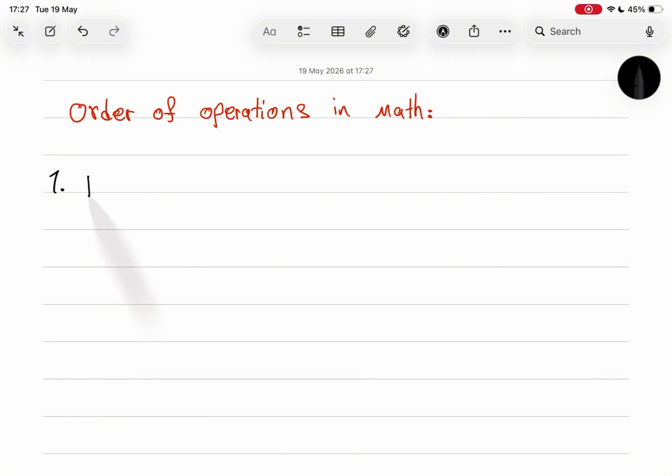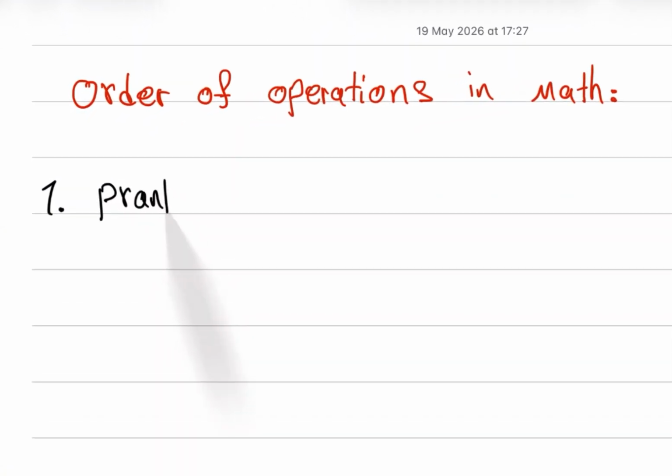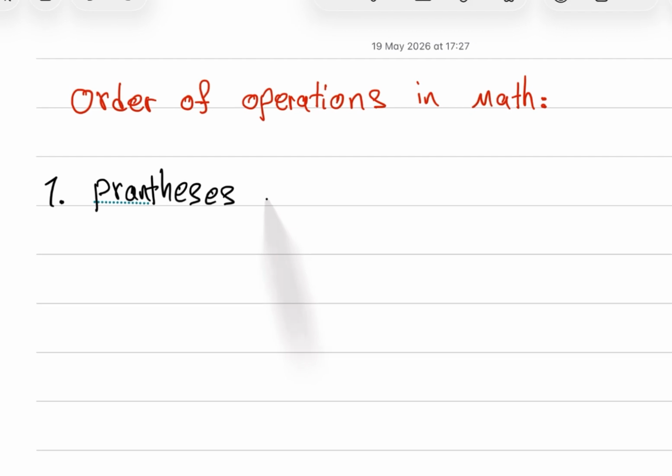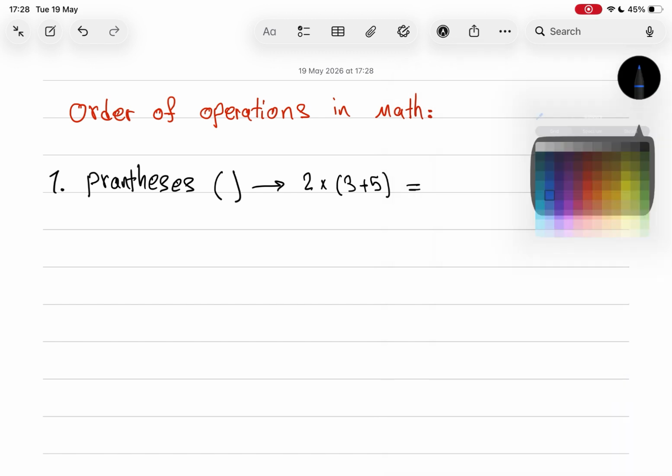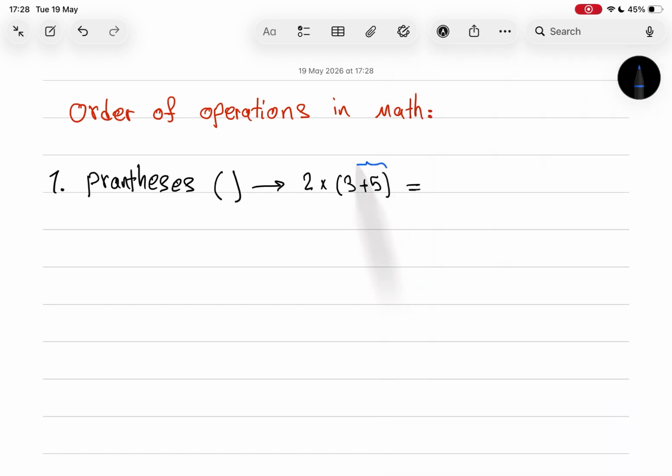The first priority in mathematics is always parentheses. For example, 2 times (3 plus 5). The first thing we do is calculate the expression inside the parentheses, which equals 8. Then, 2 multiplied by 8 equals 16.